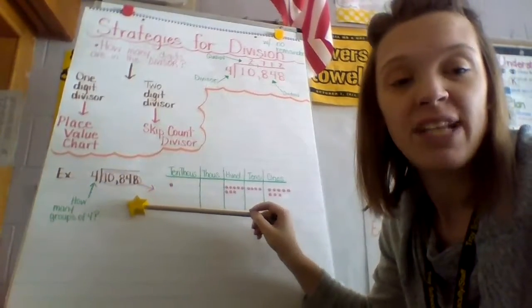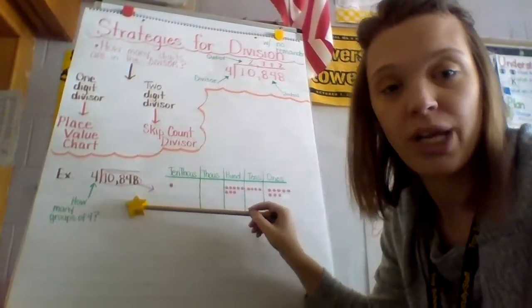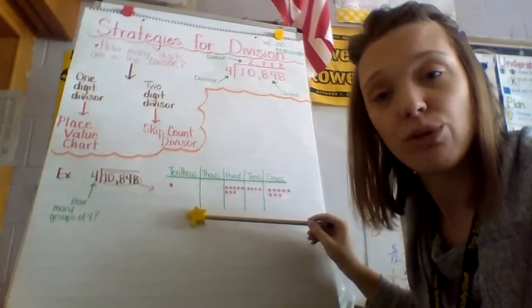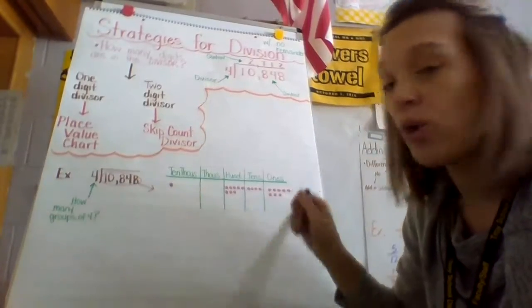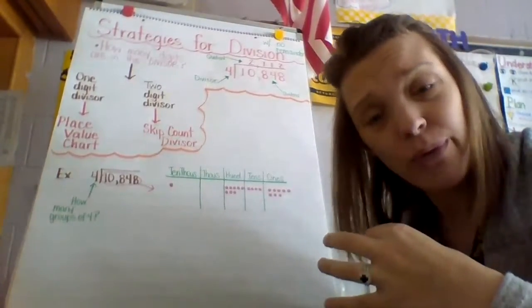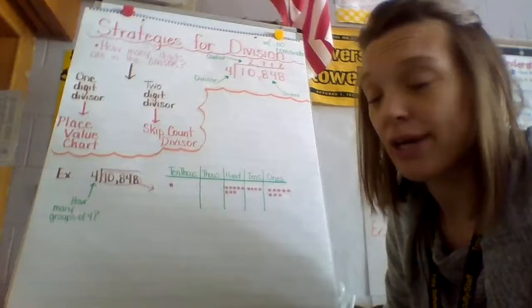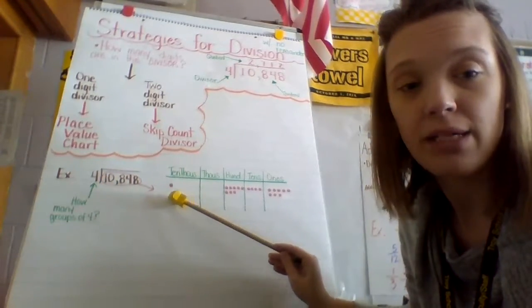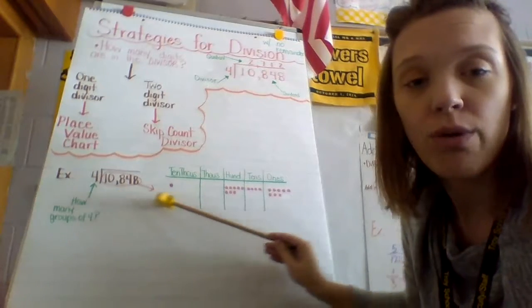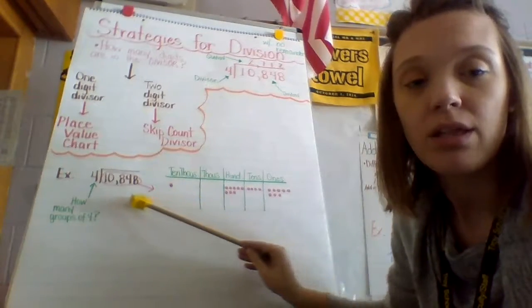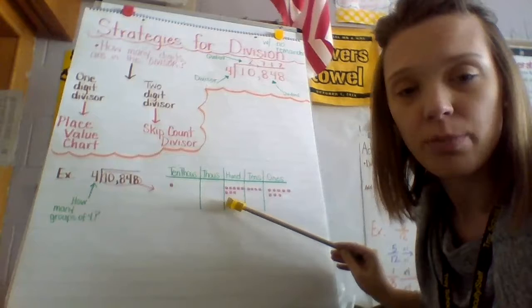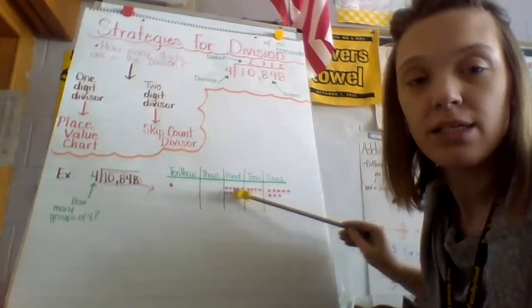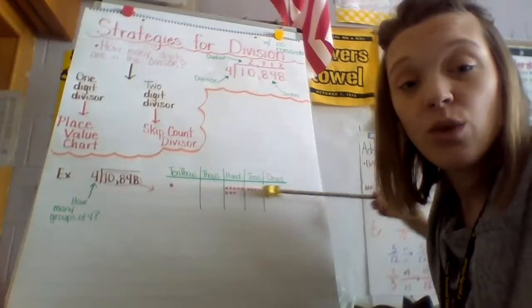So I'm going to look at my dividend, 10,848, and I'm going to place those digits into my place value chart, meaning I need to be well aware of my place value in order to fill out this place value chart. I see that there is a 1 in the 10,000s place. There is a 0 in the thousands place. There's an 8 in the hundreds place. There is a 4 in the tens place. And there is an 8 in the ones place.